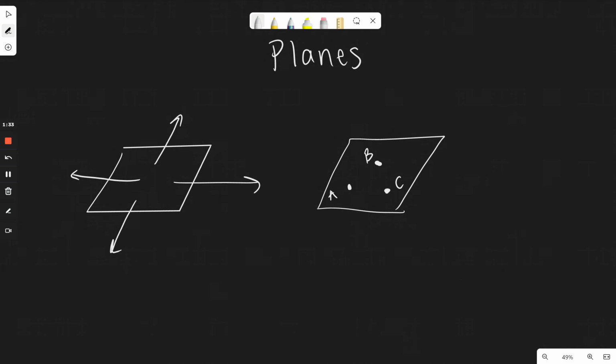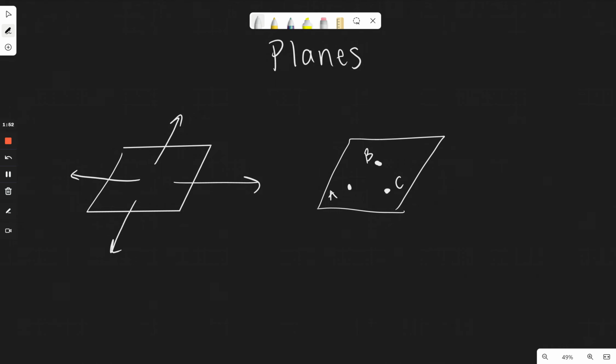Because there is only one plane that passes through all three of those points. We can't have a plane that looks something like that and goes through B and goes through those 2 points because it doesn't go through A. So plane ABC has to be that one plane that I drew right there.